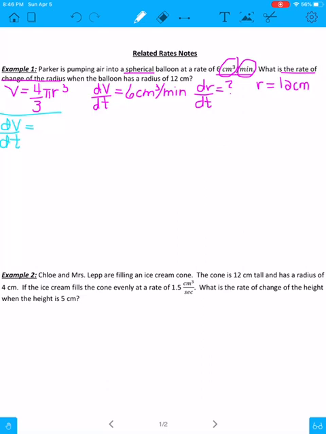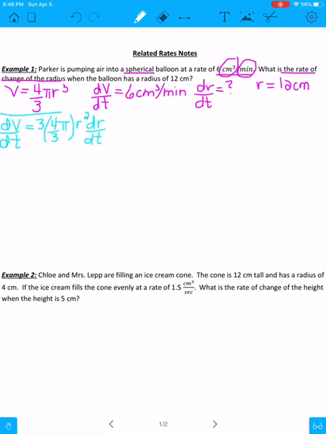So if I had 4 over 3 pi x cubed, you'd take the 3, drop it in front, and just do power rule. So you do 3, 4 over 3 pi, and then you'd go r, drop it down by 1, squared. And that would be it if it was an x. But we took the derivative of r, so we have to follow behind with dr over dt.